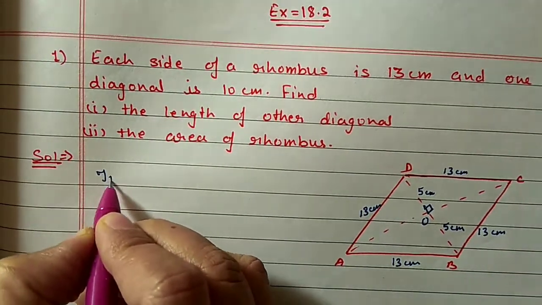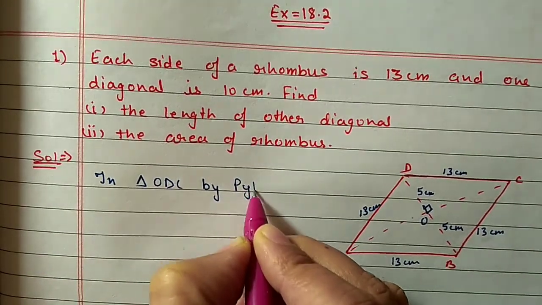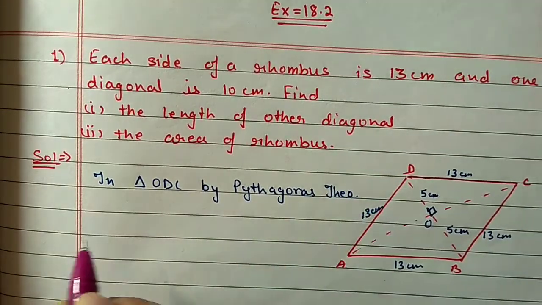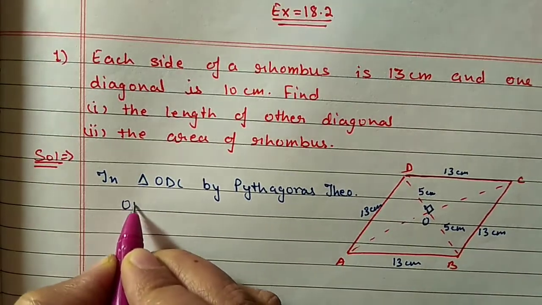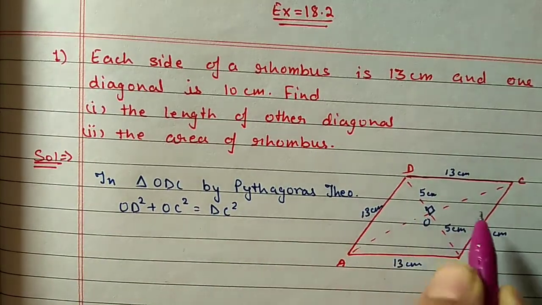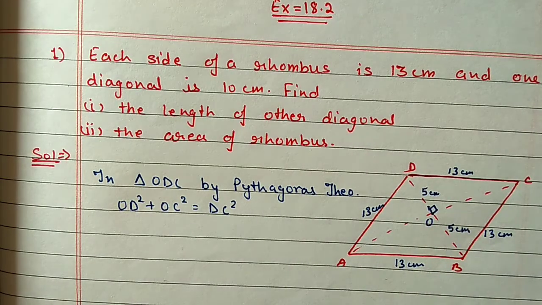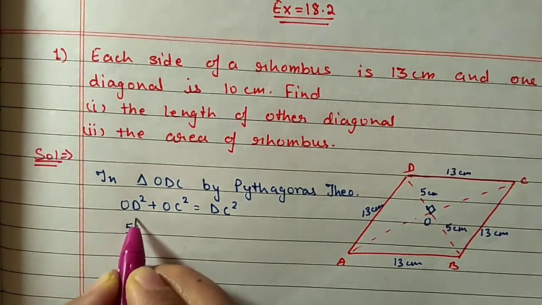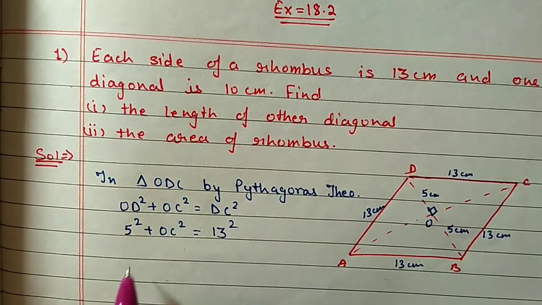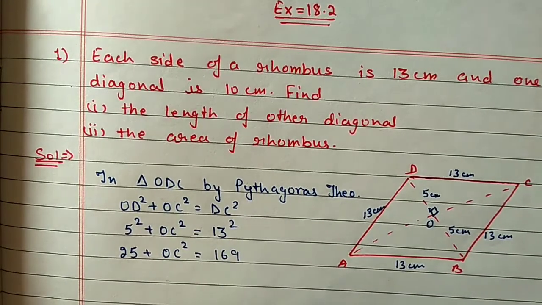So in triangle ODC, by Pythagoras theorem, OD square plus OC square is equal to DC square. Any one side we can take base, another side we can take height. So base square plus height square is equal to hypotenuse square. OD we know it is 5 and OC we don't know, we have to calculate. DC is 13. So 5 square is 25 plus OC square is equal to 169.